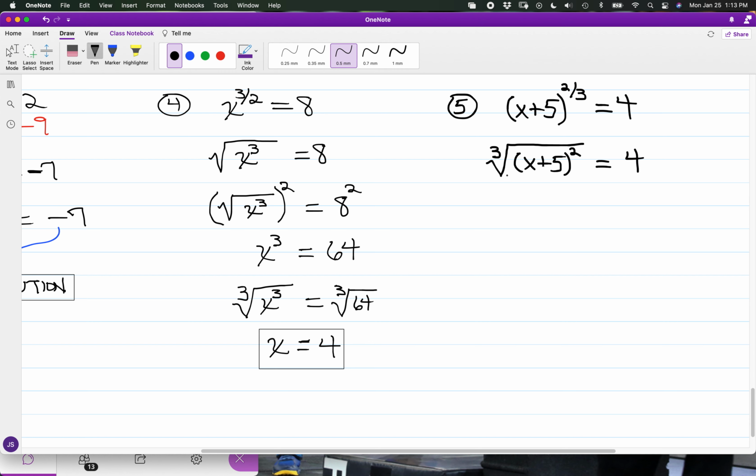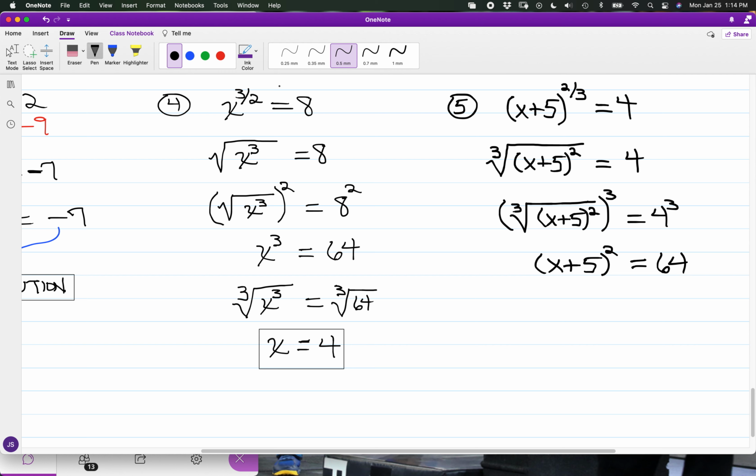And just as I squared to get rid of the square root, I'm going to cube both sides of the equation to get rid of the cubic root. Again, the work does get a bit crowded. So I'm cubing to get rid of the cubic root. So the left-hand side will become the square of x plus 5. And the right side, 4 to the third, will go to 64.